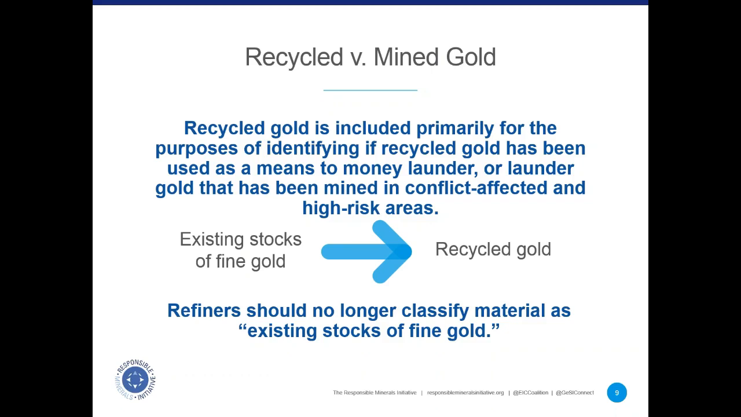In the revised standard, existing stocks of fine gold is no longer a separate category of material, but is rather considered recycled, in accordance with the OECD guidance. This is a change for refiners who previously categorized ingots, bars, and coins as existing stocks, and were required only to demonstrate the date of production. The exception here is for grandfathered gold, in which case date of production remains the only requirement. Refiners should ensure that they fully understand the categorization of materials to enable an efficient and successful audit.